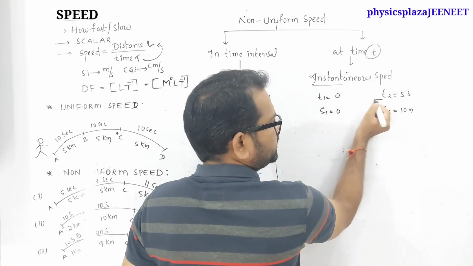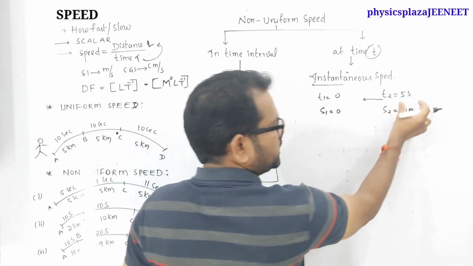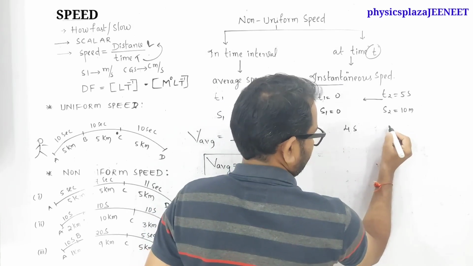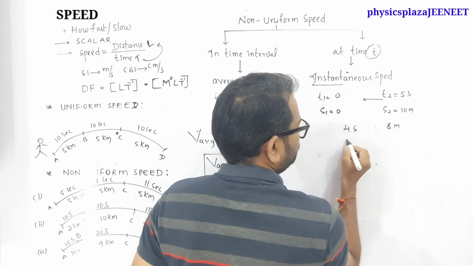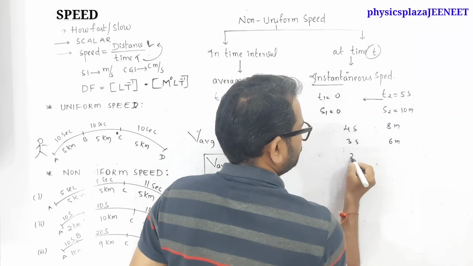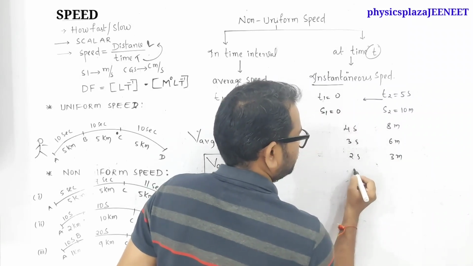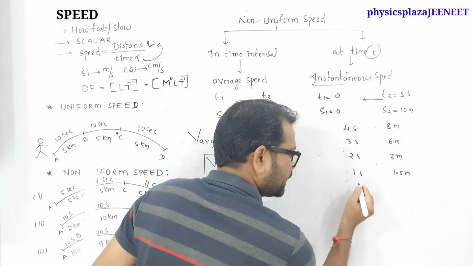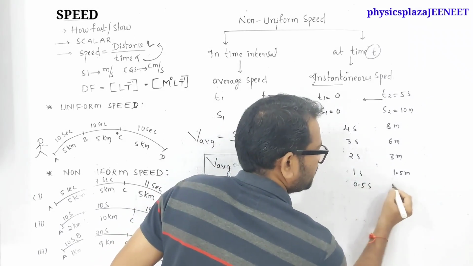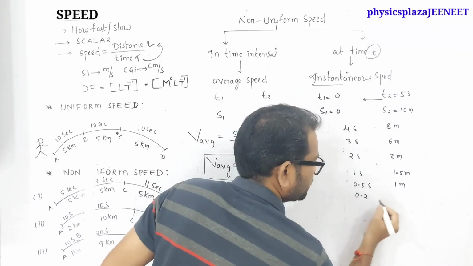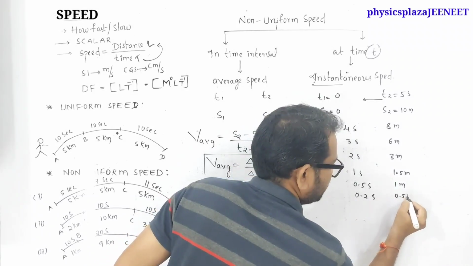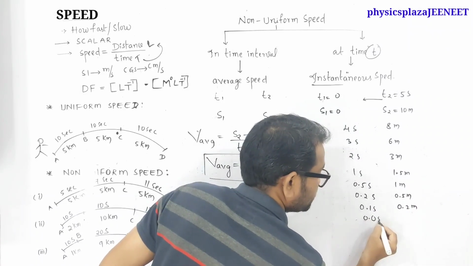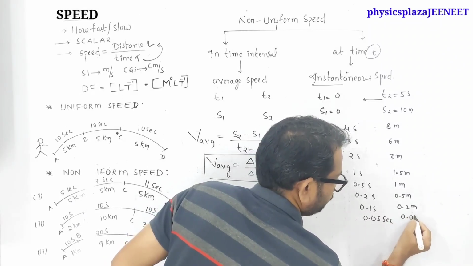Now try to decrease the time. In 5 seconds it is 10 meters, so in 4 seconds it might be less than 10 meters, right? Let us say in 4 seconds, just as an example, 8 meters. In 3 seconds, it might be some 6 meters. In 2 seconds, it might be 3 meters. In 1 second, some 1.5 meters. Just an example I'm telling you. What if I still decrease the time, let us say 0.5 second? It might be 1 meter. In 0.2 seconds, it might be 0.5 meters. In 0.1 second, 0.2 meters, and in 0.05 second, it might be 0.05 meters.